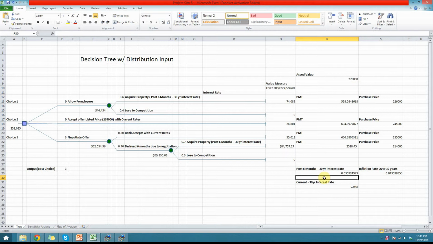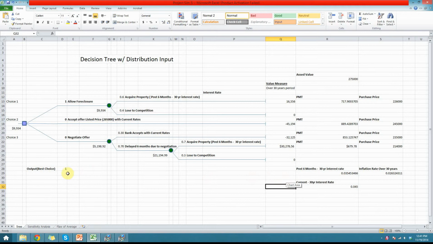So this is the decision tree with the distribution input. And the two inputs that you have here are the post 6 months 30-year interest rate and the inflation rate over a 30-year period. Both of these inputs have their own gen normal distribution, and every time you refresh, you would get a different profit based on those changing values.